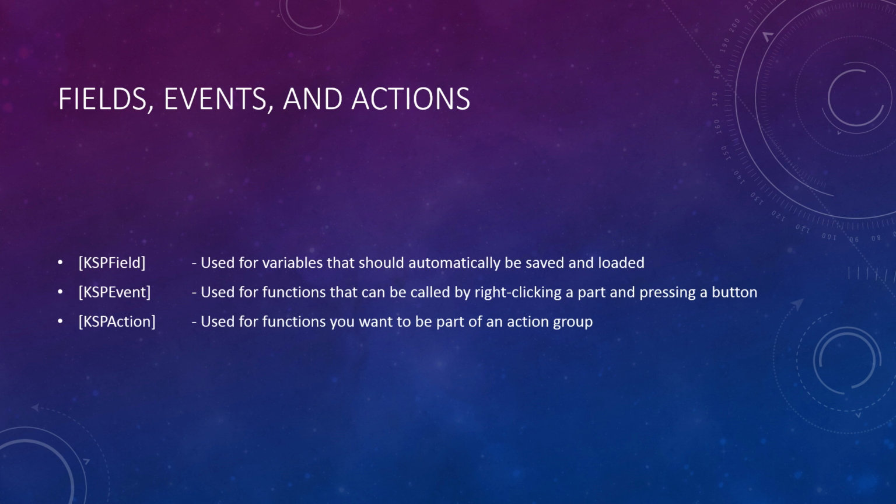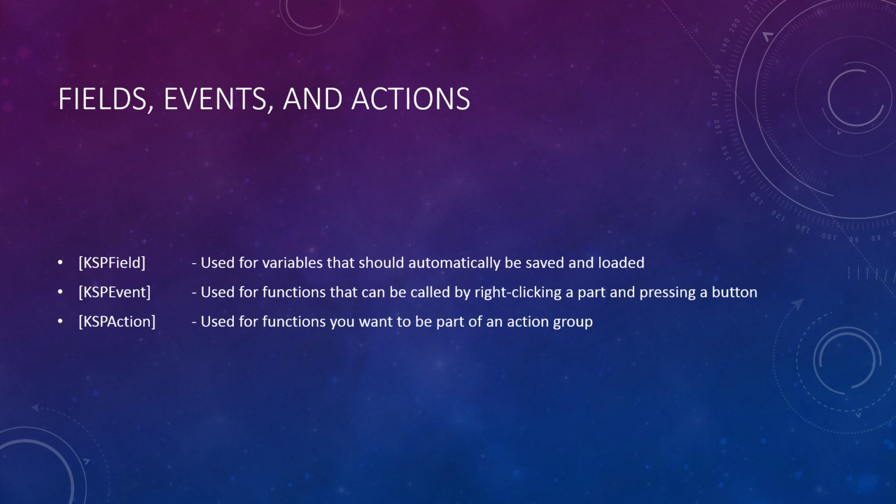The KSPEVENT attribute can be attached to functions and allows the player to activate it by right-clicking on an attached part and clicking the button. This is how science experiments work. The KSPACTION attribute can also be attached to functions and allows the player to activate it by assigning your module to an action group and using it during flight. This is how plenty of parts work, from lights to landing gear, not to mention you can assign engines to your action groups as well.